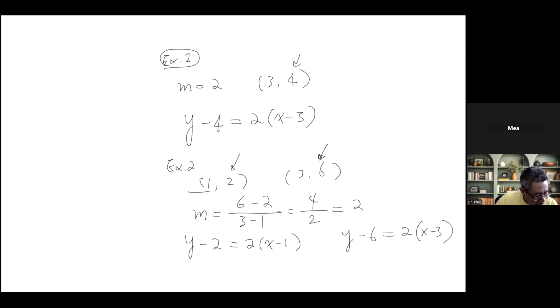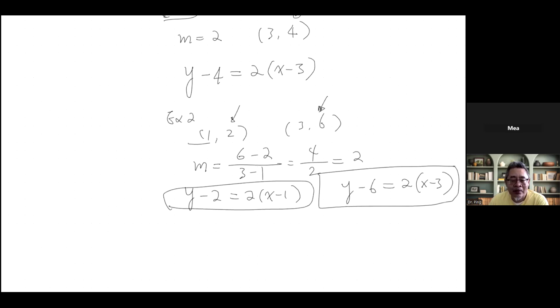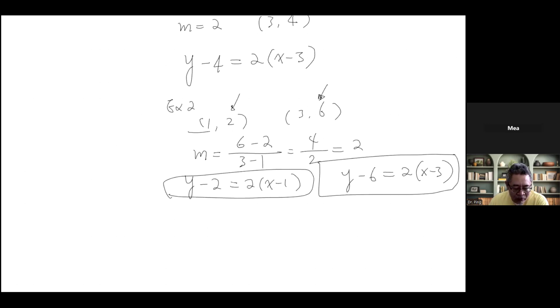Okay, so now you can see we actually have 2 equations. And even though they look different, actually they are the same, because we're talking about the same line. They are just different forms of the same equation.